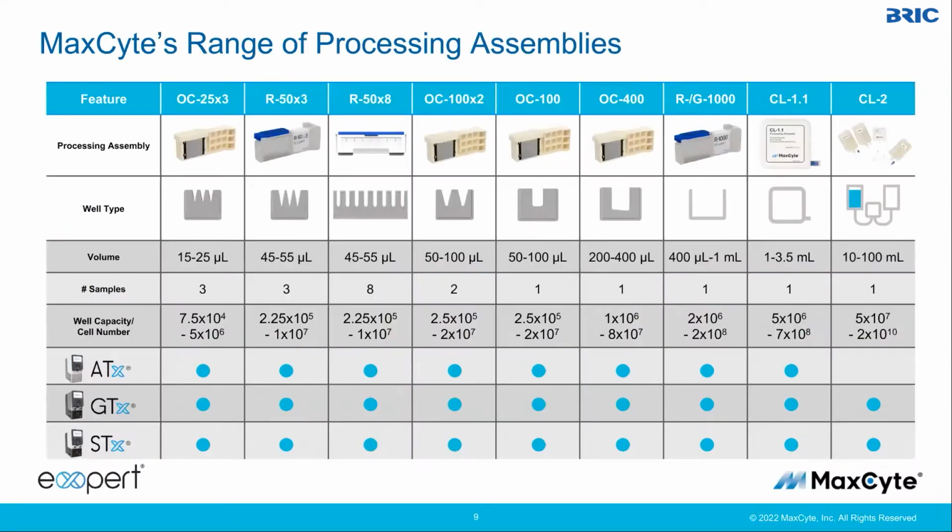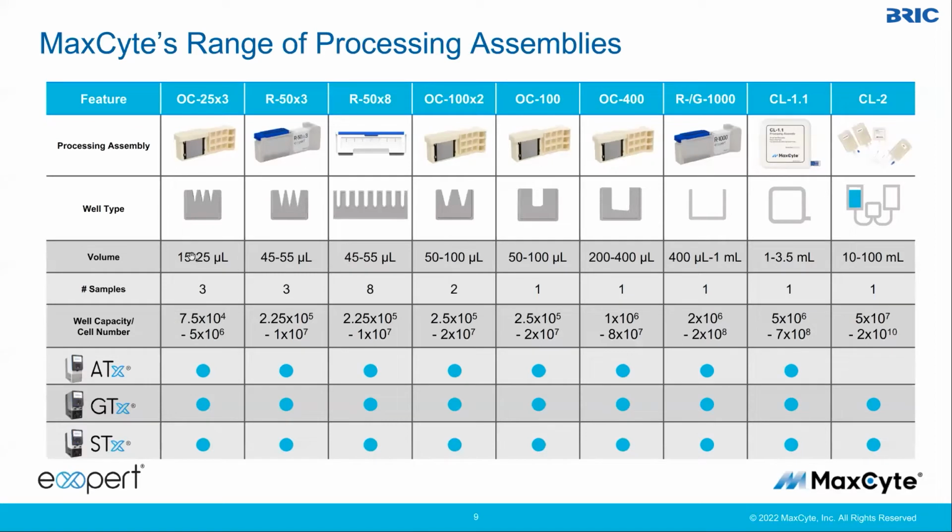So in this image, I'd like to show the range of our processing assemblies. You might know them better as cuvettes. Going from left to right, from the smallest volume, you can go from 15 microliters to 25 microliters with 3 wells to do optimization of your electroporation experiments. And you can go from 75,000 cells all the way to 5 million cells in this volume of electroporation.